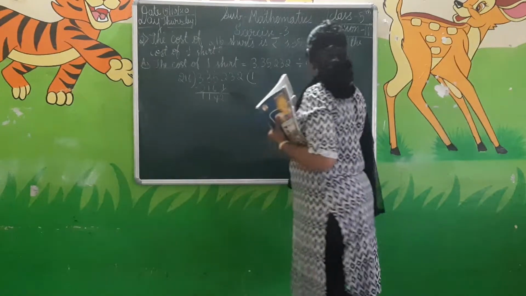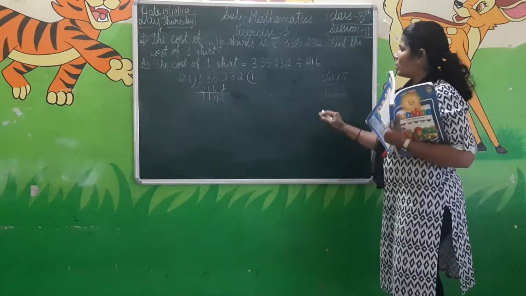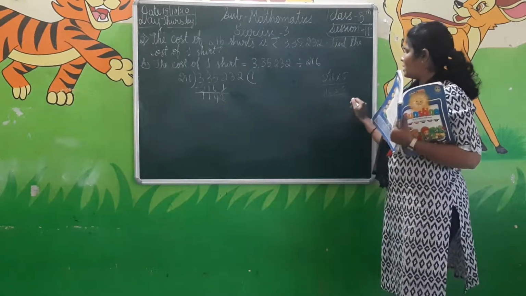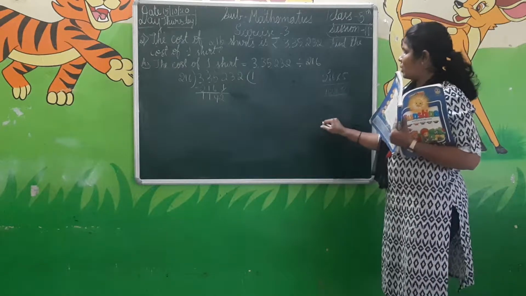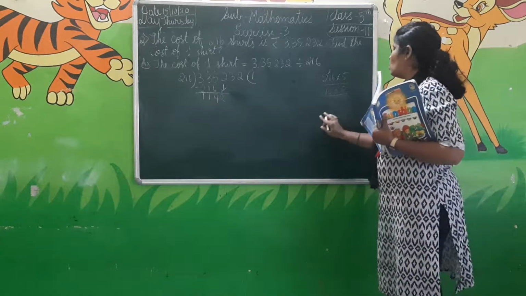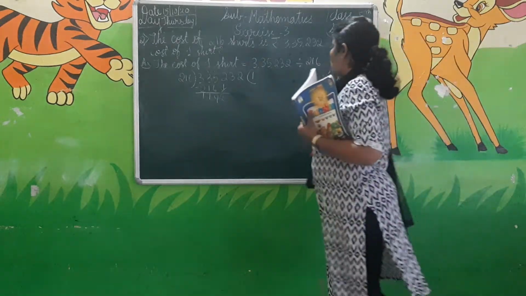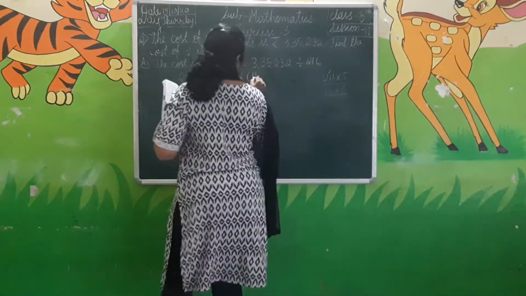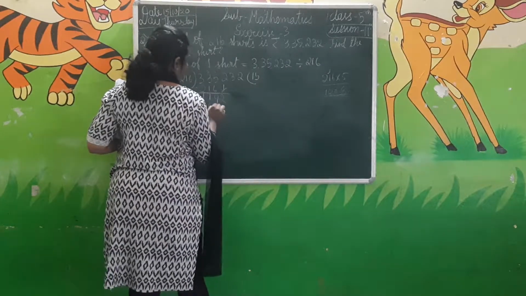If you go for 6 again, 216 into 6, we get 1296, which is more than 1192. So we should take 5 only. 216 into 5, the answer will be 1080.